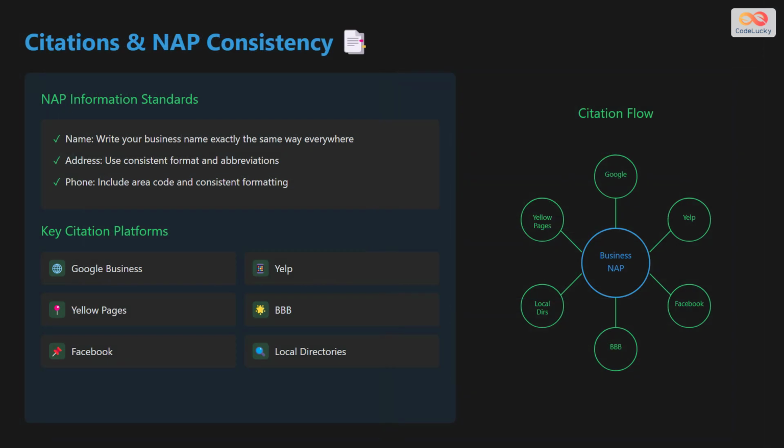Citations and NAP consistency are very important. NAP refers to your business name, address, and phone number. You must maintain information standards by ensuring that your business name is written exactly the same way everywhere. Your addresses must be consistent with format and abbreviations, and your phone number should include the area code and consistent formatting. Some key citation platforms include Google Business Profile, Yelp, Yellow Pages, Better Business Bureau, Facebook, and various other local directories. Ensure these platforms are updated with the correct information.